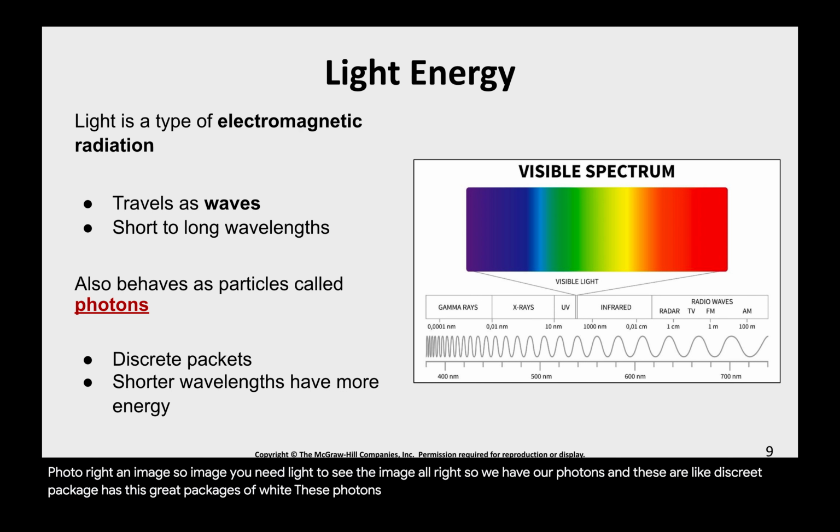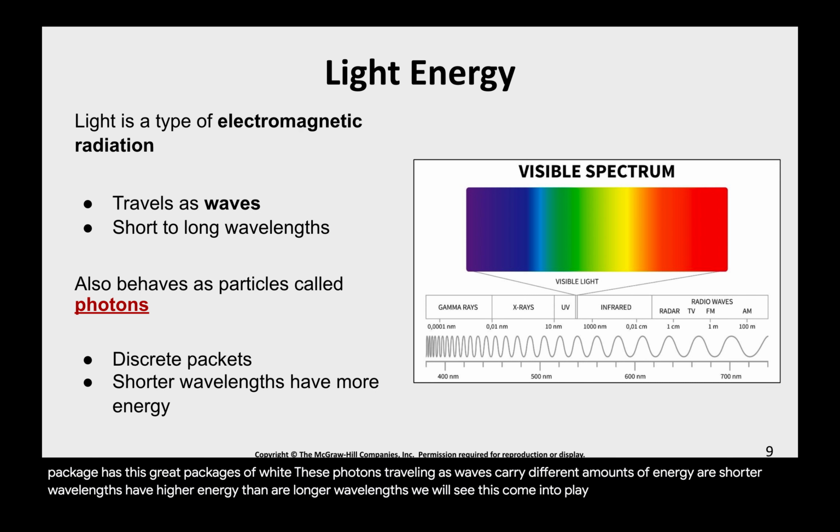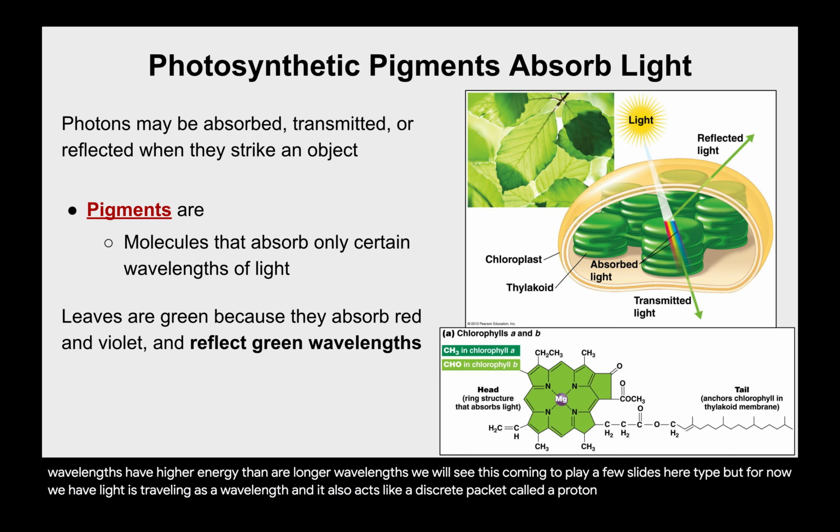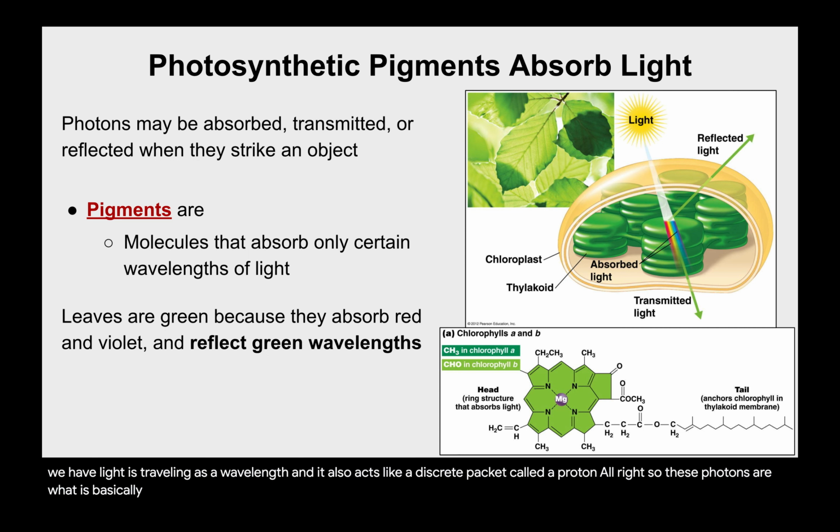Now these photons, traveling as waves, carry different amounts of energy. Our shorter wavelengths have higher energy than our longer wavelengths. We will see this come into play in a few slides. But for now, we have light. It's traveling as a wavelength, and it also acts like a discrete packet called a photon. All right, so these photons are what is basically carrying the energy that these chloroplasts will obtain.